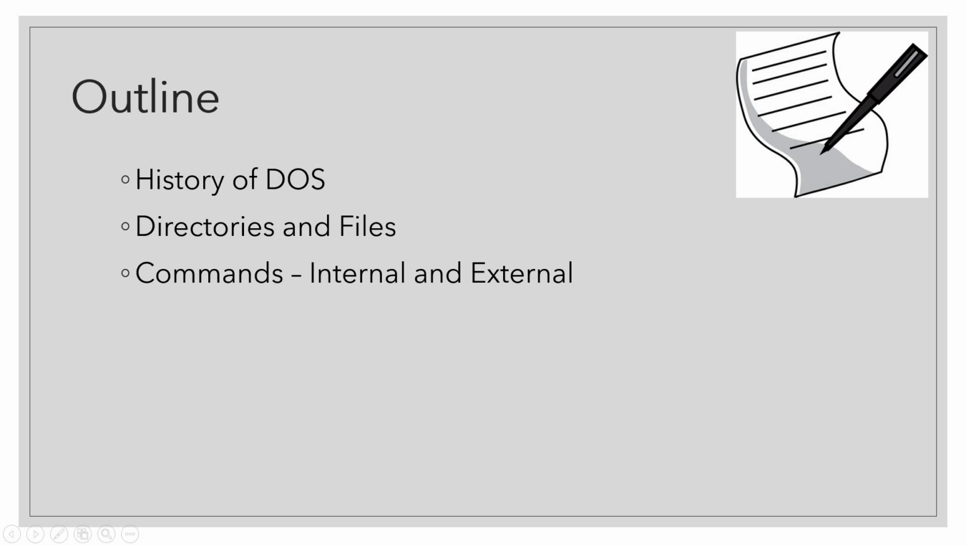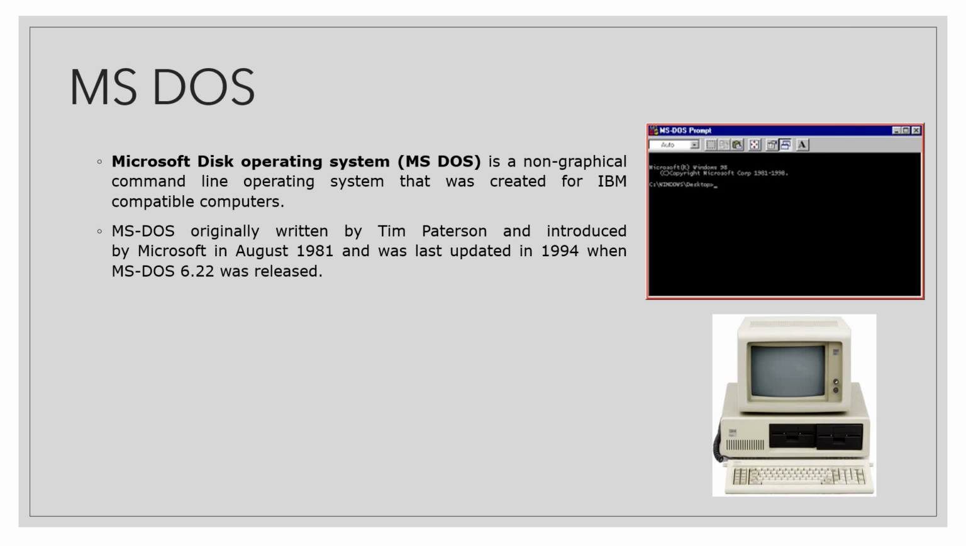So in this video lecture, we'll try to cover a little bit of the history of DOS, then what is meant by directories and files in DOS, and the internal and external commands available in DOS. To begin with, DOS is a totally non-graphical command line operating system, and it was created initially mainly for IBM compatible computers. As you can see in the pictures provided, the IBM compatible computers looked as given in the bottommost picture. Those computers during those times were all manufactured by the IBM company, and they worked only on the DOS operating system.